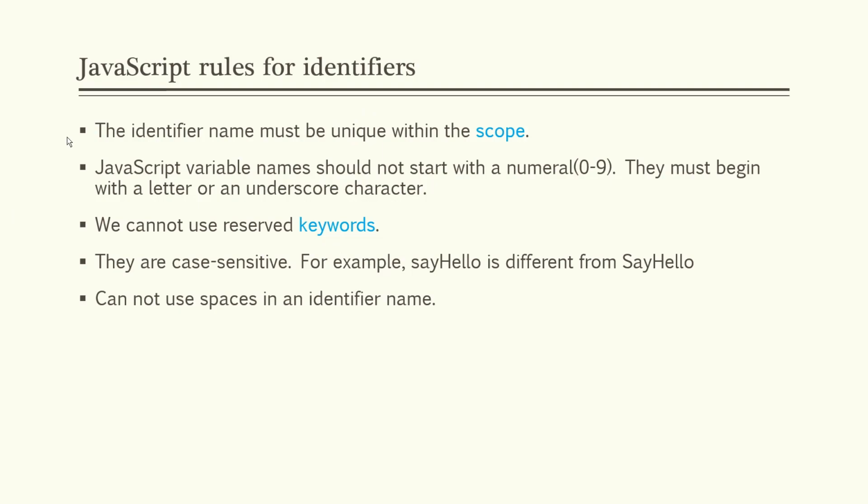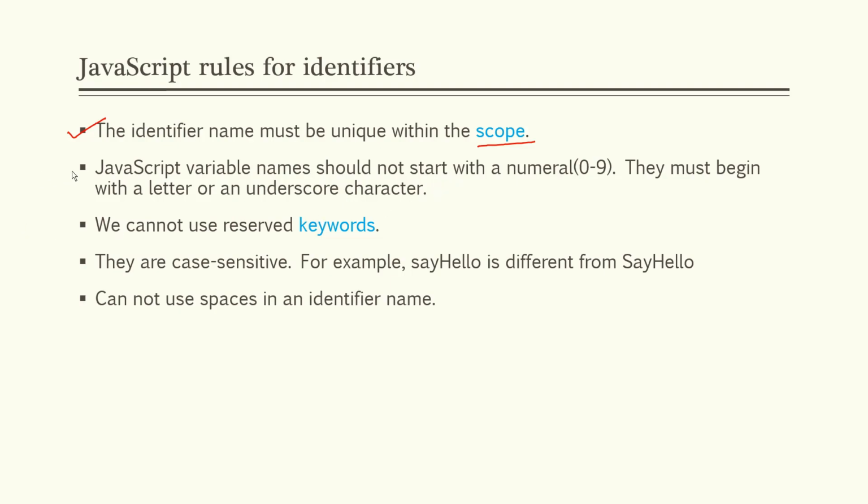The first one being the identifier name must be unique within the scope. So what exactly is a scope? Scope is a very big topic that I will revisit in a different tutorial altogether. For the time being, just understand that scope defines the premises where exactly your variable or value will be valid.